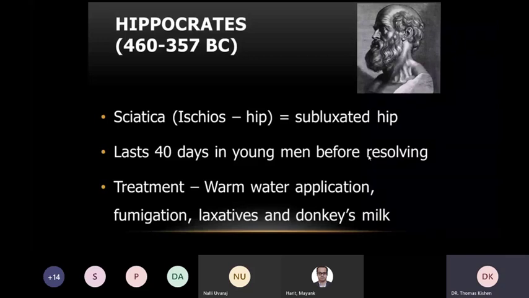So that's probably that 6-week mark that we talk about. And he advised a wide variety of treatment options, including warm water application, fumigation, laxatives, and even donkey's milk. So sciatica pain or lumbar radiculopathy coming from a lumbar disc herniation is a self-resolving condition in a majority of patients. Around 70 to 80% of patients settle down without any form of surgical intervention.